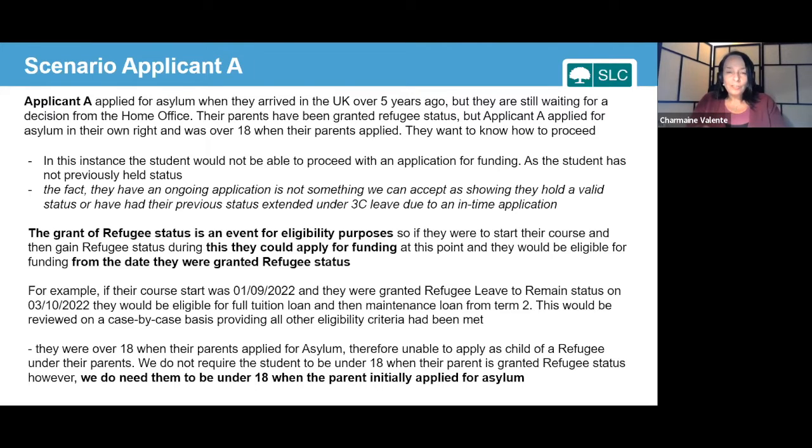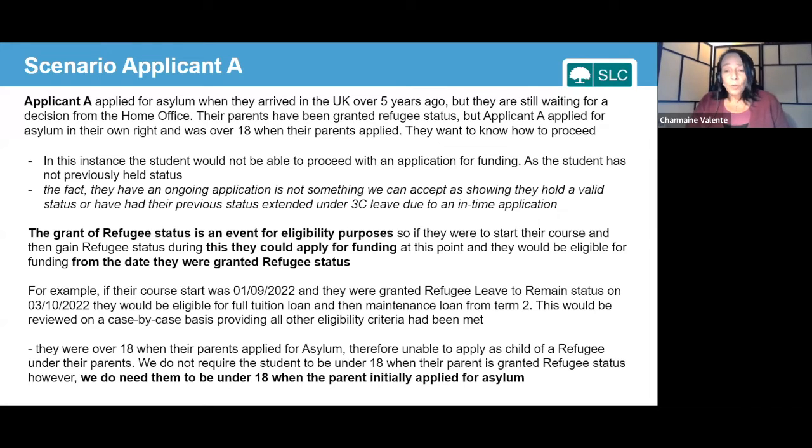So we touched on this on the slide before. In this instance, the student would not be eligible to proceed with an application for higher education funding because they don't have a status in their own right as yet. However, that doesn't mean that they can't apply for student finance if they've applied for Home Office refugee status. They can still apply to student finance awaiting that. It doesn't mean we will pay it. It just means that we know that you've put in an application to the Home Office, which is pending.